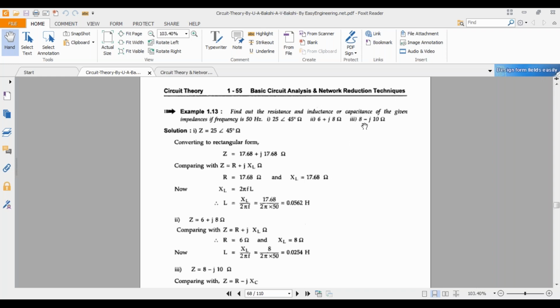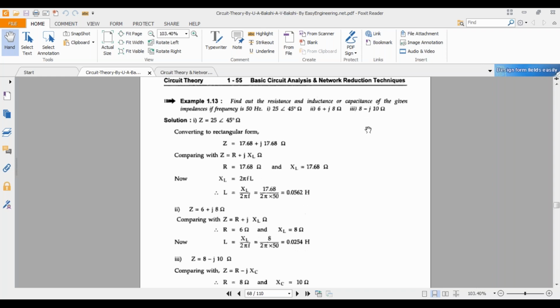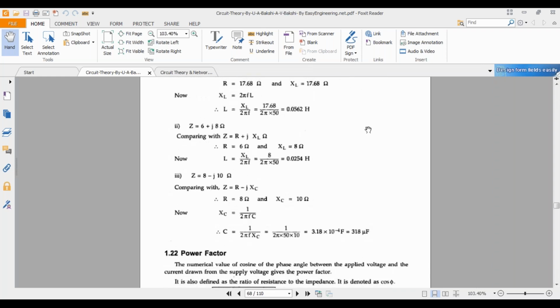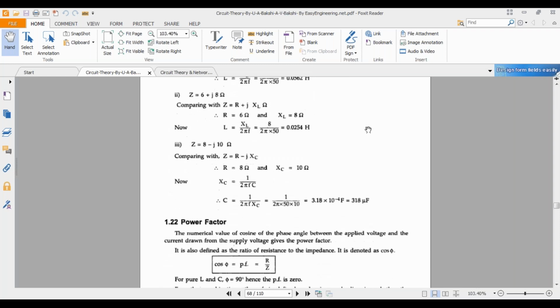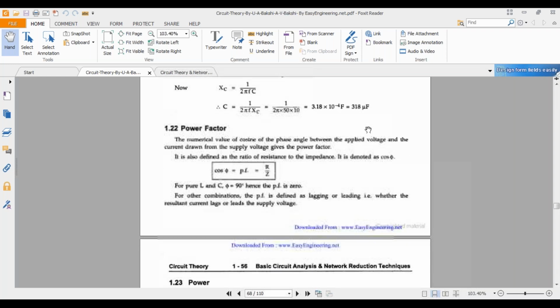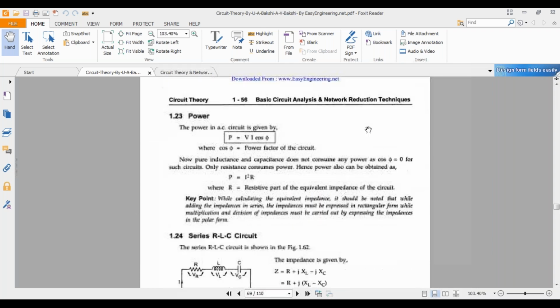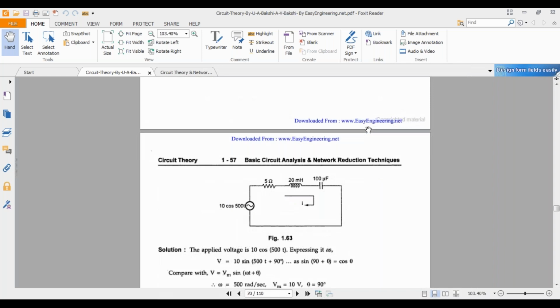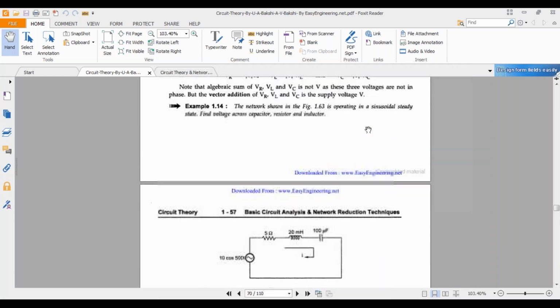Now the third one is also in the rectangular form. So similarly, you can differentiate resistance and capacitance and inductance also. Okay. Now these are the power equations as we have seen in the previous classes. Now we will apply the same thing.